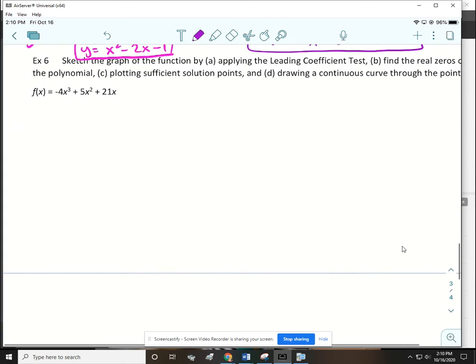All right, and then in example 6, we're going to put everything together. So first, we're going to do a sketch, but we're going to start off with the leading coefficient test. So this one has an odd degree, it's a degree of 3, and a negative leading coefficient. So try to remember that the leading coefficient tells you what happens on the right. So because the leading coefficient is negative, we're going to be falling on the right. And then because the degree is odd, the left is going to do the opposite. So that's my end behavior.